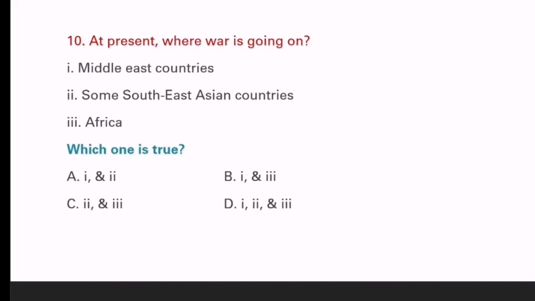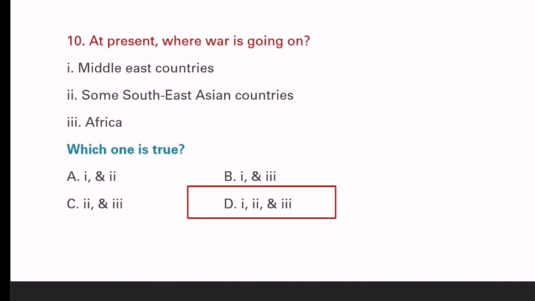Following the worsen battles, here you can see question number 10. That is, at present, where is war going on? As it is a multiple choice question, you have 3 choices first: 1, in Middle East countries, 2, some Southeast Asian countries, and 3, Africa. Now you have to find out which one is correct. The 4 options are: A, 1 and 2, B, 1 and 3, C, 2 and 3, and D, 1, 2, and 3. The answer here will be D, 1, 2, and 3.